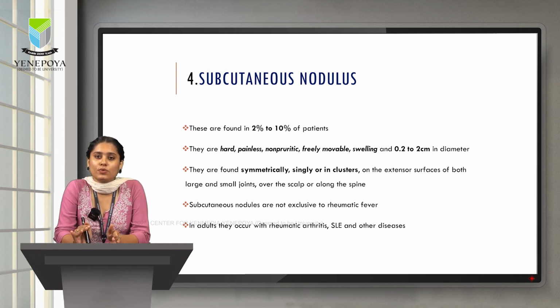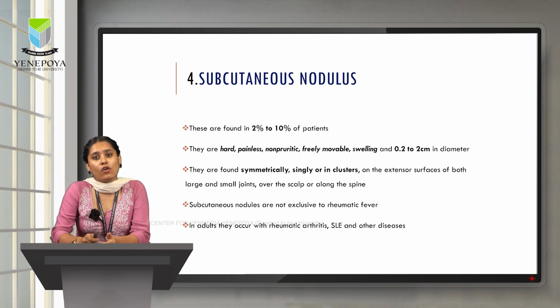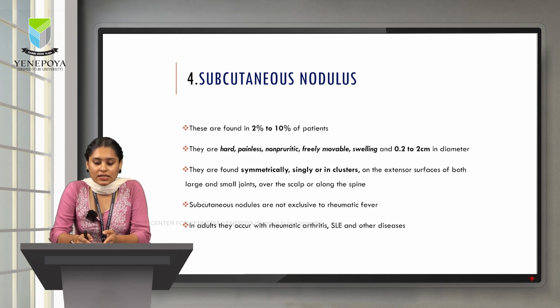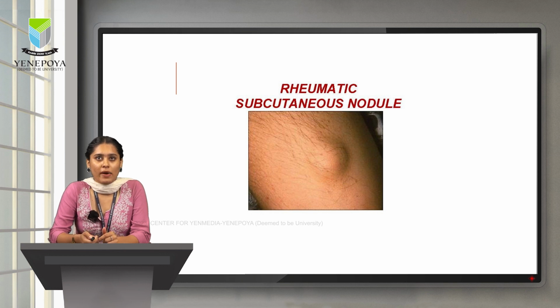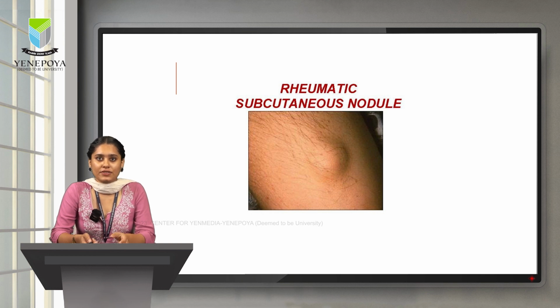These are the areas where you can most commonly see these nodules, and subcutaneous nodules are not exclusive to rheumatic fever because they can also be present in other conditions, which include SLE. So you can't say that just because subcutaneous nodules are present it is indicative of rheumatic fever. This is the rheumatic subcutaneous nodule, which is a swelling that varies in size from 0.2 to 2 centimeter.